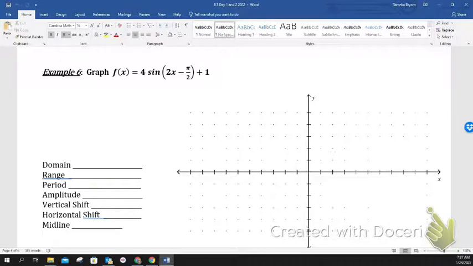Look at example number 6. So again, first thing I like to do is identify the key characteristics of this graph. This is another sine. So sine starts at the midline, goes up to the top. It's a midline, you get to the bottom.